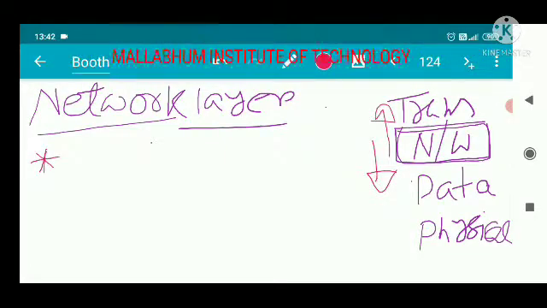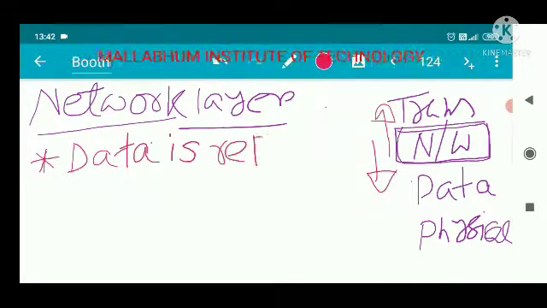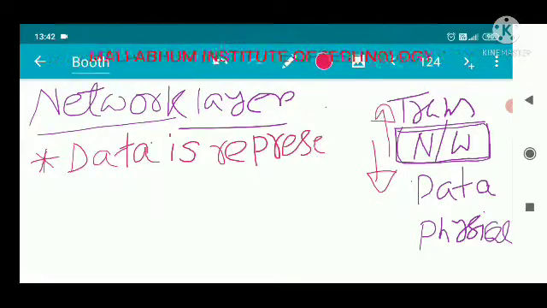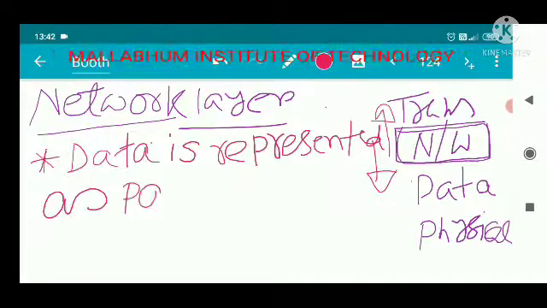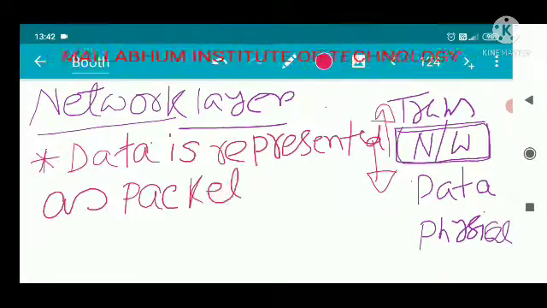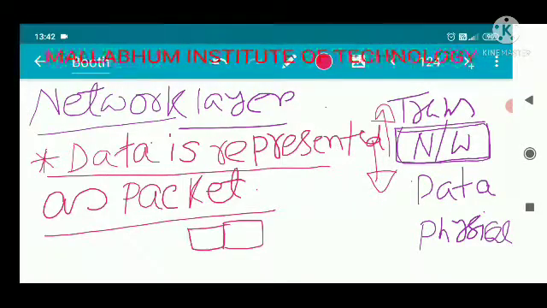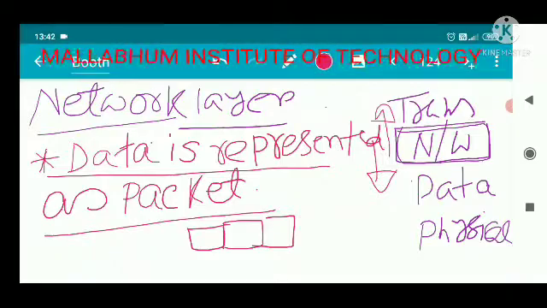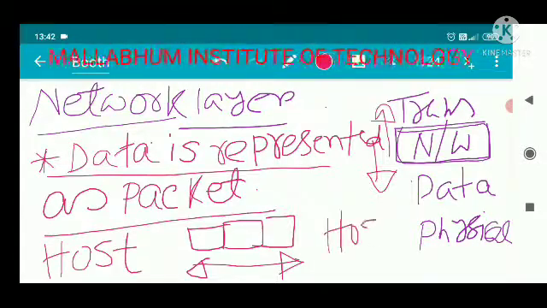In the network layer, data is represented as packets. So I am writing here, data is represented as packets. Packet means there is not only data, there is also a header, an address, a location. All of this makes a packet. So this packet is going to be delivered from one host to another host machine.